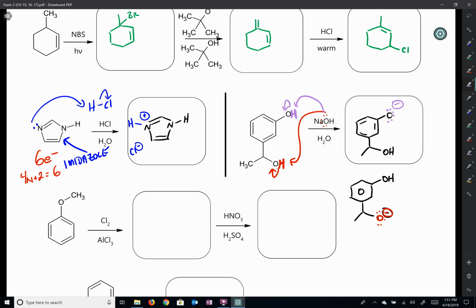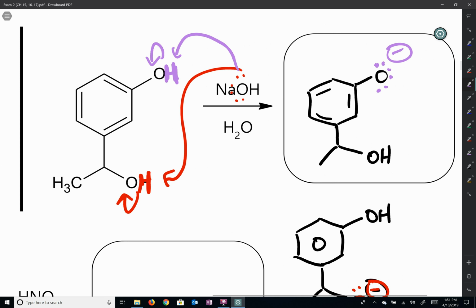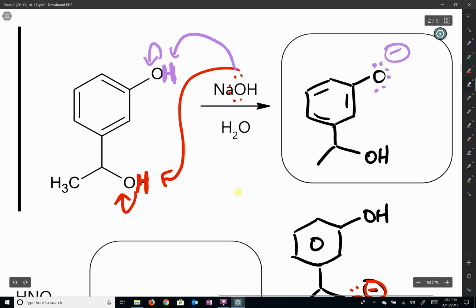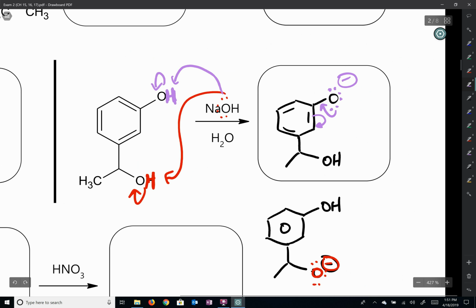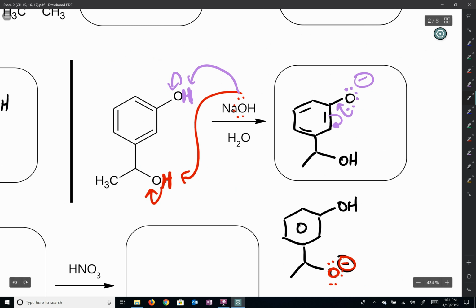Well, let's take a look at our purple here. What's different about our purple as compared to our red? Well, we should be able to see here that we can start to draw resonance structures. So if you follow our purple arrows here, excuse me, I still have my cold that I'm fighting with. We can see we can start to draw resonance structures.